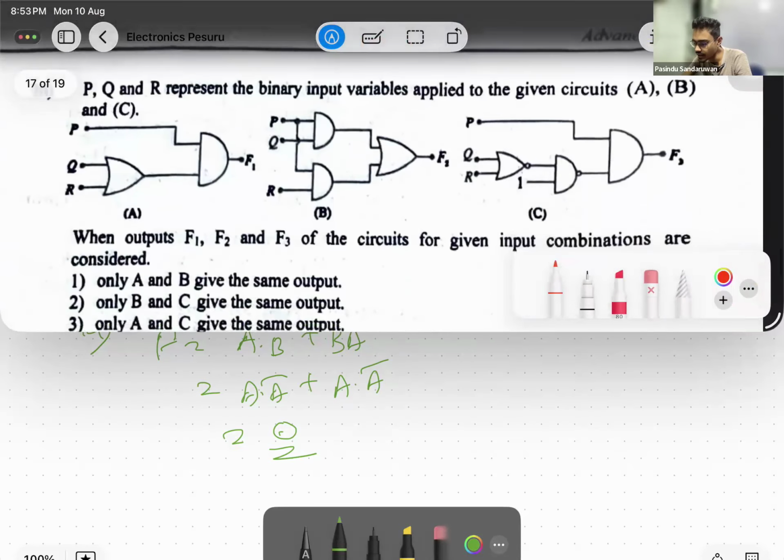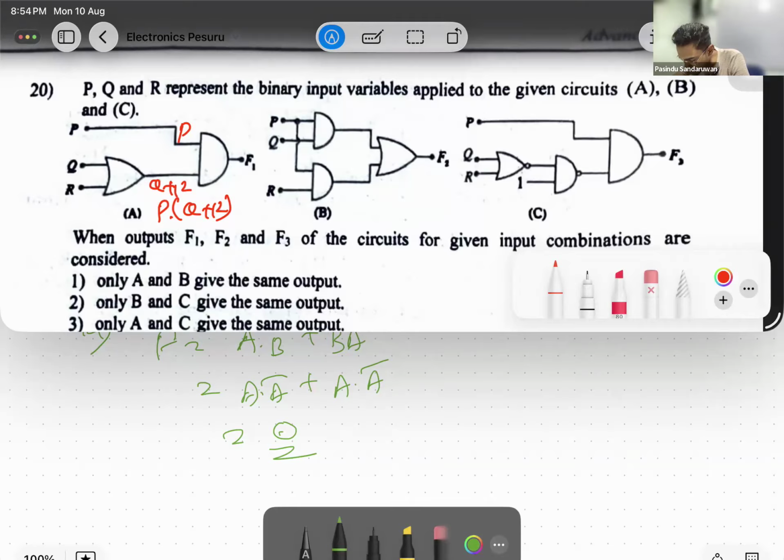20. P, Q and R represent the binary input variables applied to the given circuits A, B, C. When the outputs F1, F2 and F3 of the circuits for given combinations are considered, right, same outputs. Then write the output for the first one. From here P comes. From here Q plus R comes. Then this is P dot (Q plus R), no? Output is P dot (Q plus R).